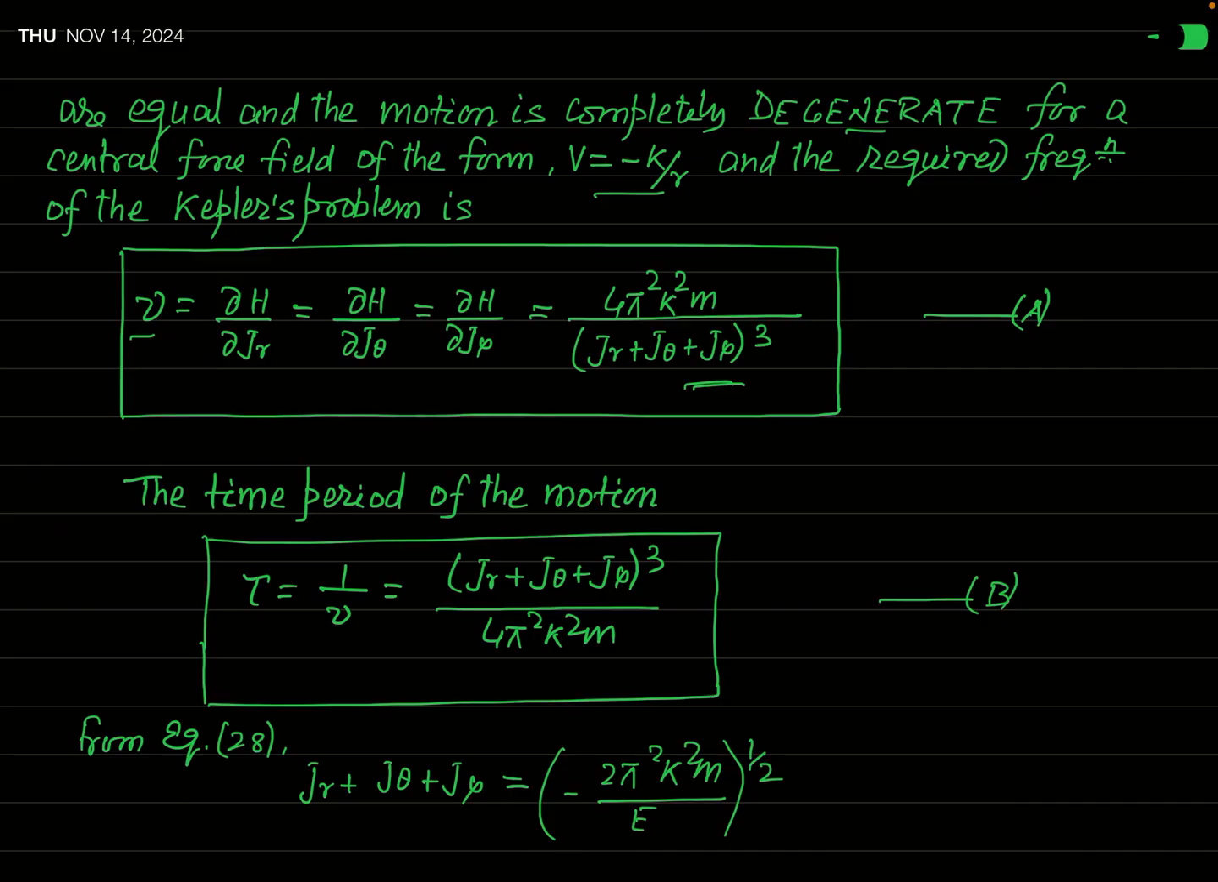Now, as you know, the time period of the motion is simply the reciprocal of the frequency. So if τ is the time period, then this will be 1 over ν, and that will be equal to the reciprocal of this equation A. Now again we will try to find Kepler's third law of planetary motion, and for this we have to relate this time period with the semi-major axis of the elliptical orbit. How can we do it?